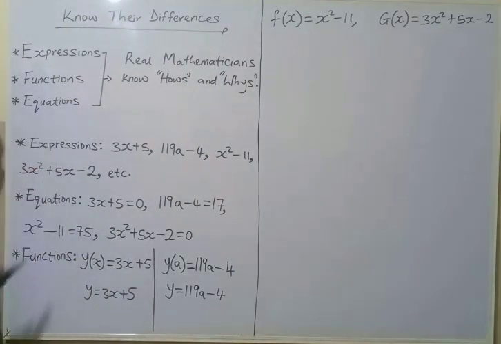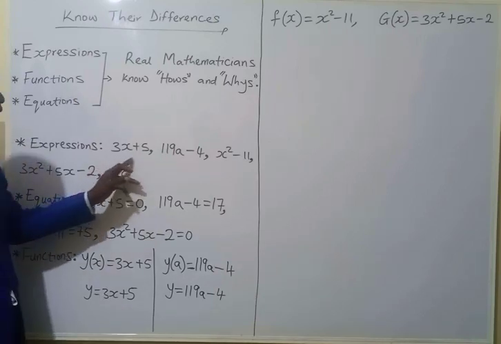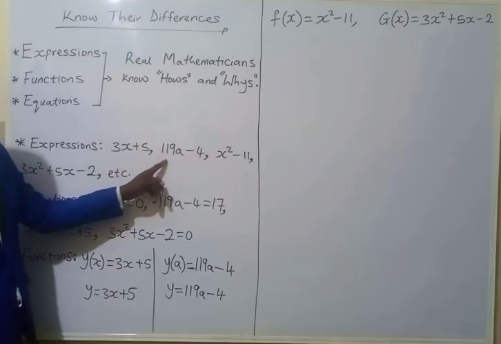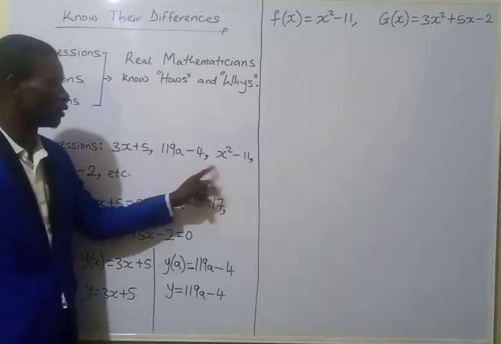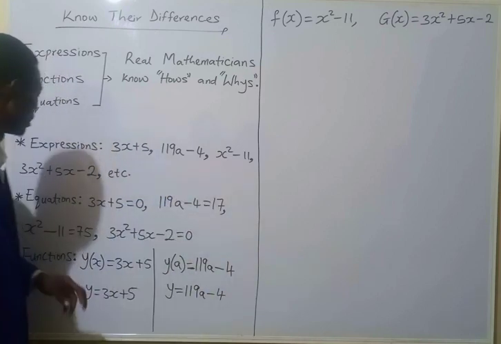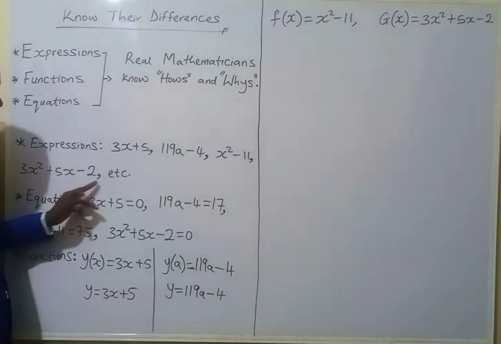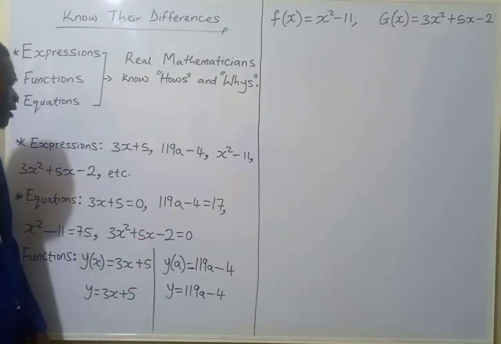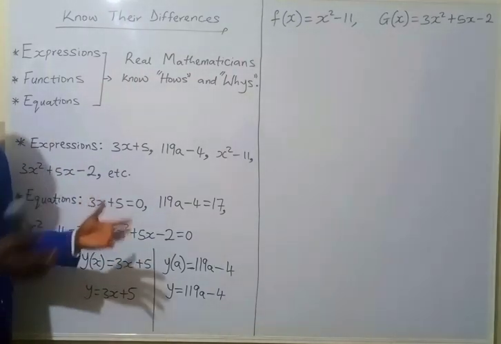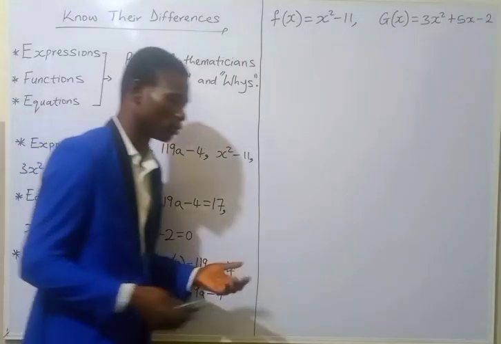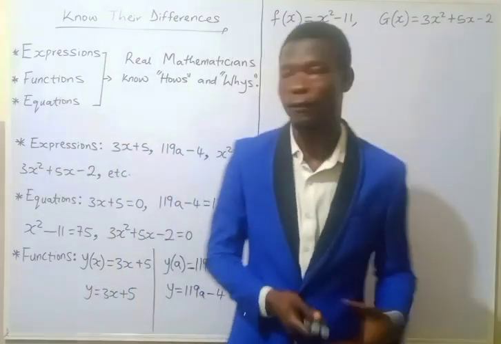So these are expressions and these are examples of expressions. The first expression is 3x plus 5. The second one is 119a minus 4. The third one is x squared minus 11. And this one is 3x squared plus 5x minus 2, etc. Now, there are so many expressions, as many as you can even think of.